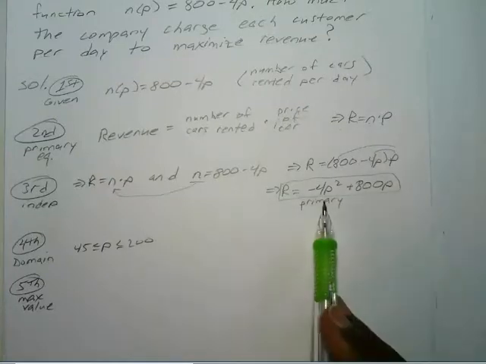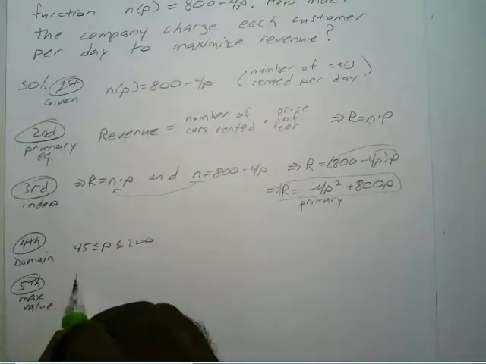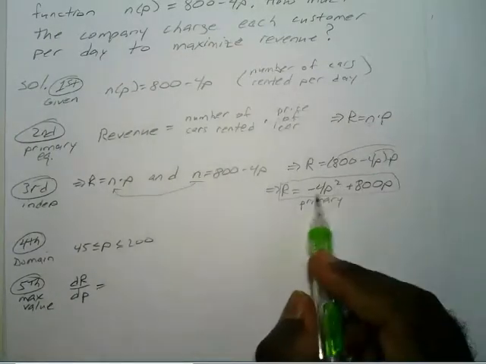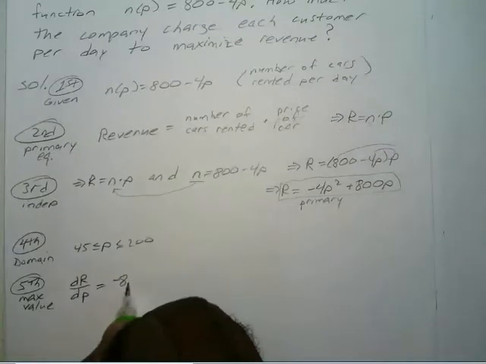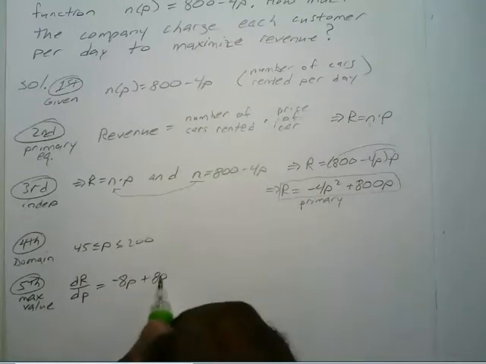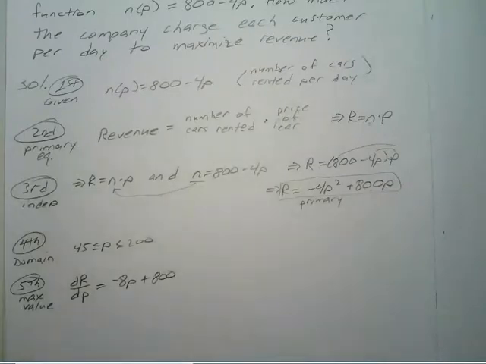Okay, so using our primary equation, our rate of change of our revenue with respect to the price is equal to, take the derivative of that, you have negative 8P plus the derivative of that, which is just 800. Okay, so of course we have to find where that is equal to 0 because that's our critical point.